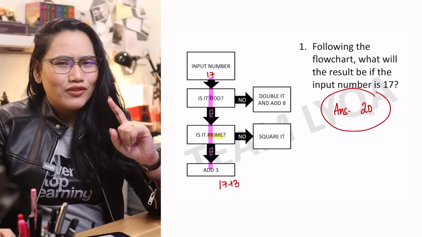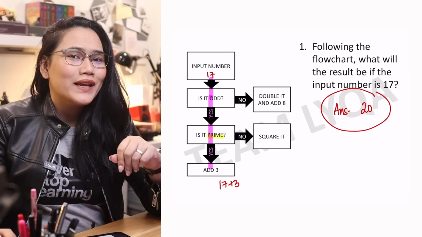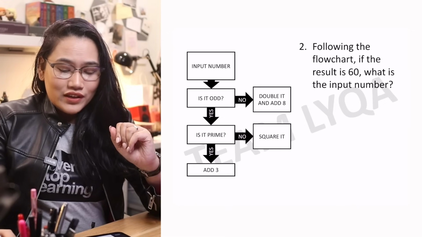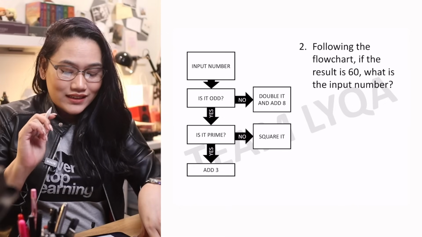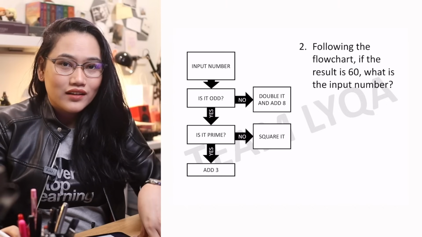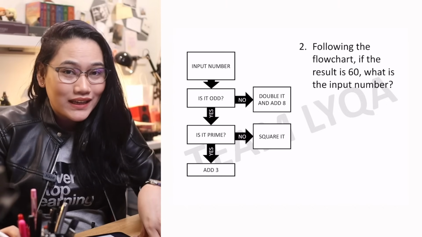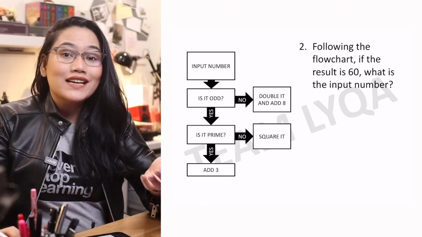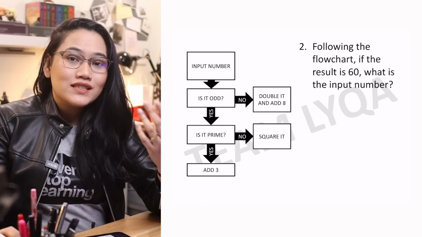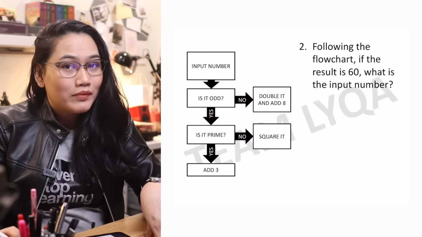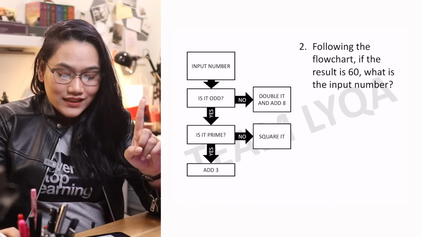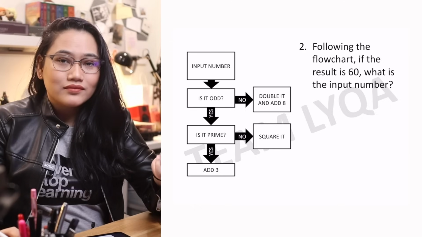Okay? Now, there's another type of problem na medyo mas komplikado dito. Same flowchart, pero this time the question is, following the flowchart, if the result is 60, what is the input number? Dahil result ang binigay, ibig sabihin yun yung number na nasa dulo, hindi yung number na nasa simula. Common mistake ang ilagay din ang 60 as an input number. Mali po yun. Kasi nga again, 60 is the result.